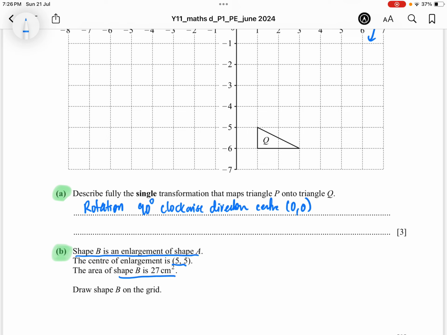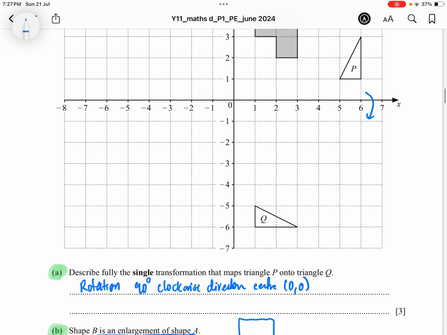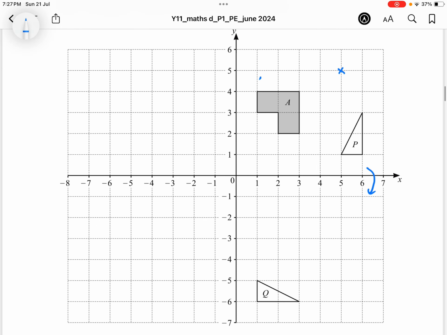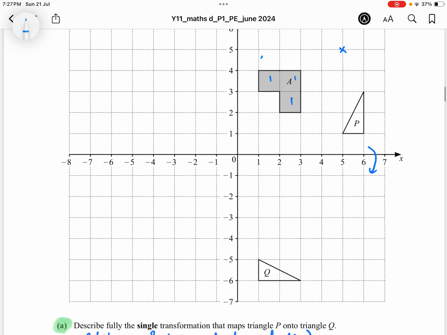Because it says here shape B is an enlargement of shape A, that means shape B will also look like shape A but a bigger size. So I'll just sketch here. And if I divide this shape B similarly like shape A, okay, for shape A, if you consider the area, that's 1 unit square.